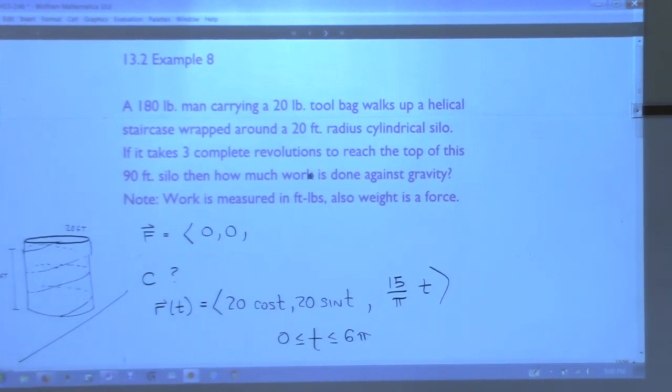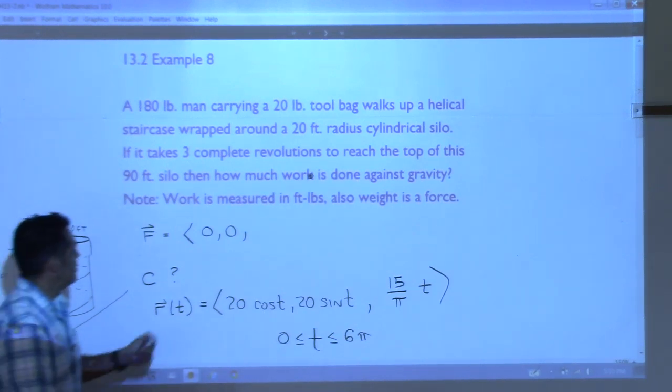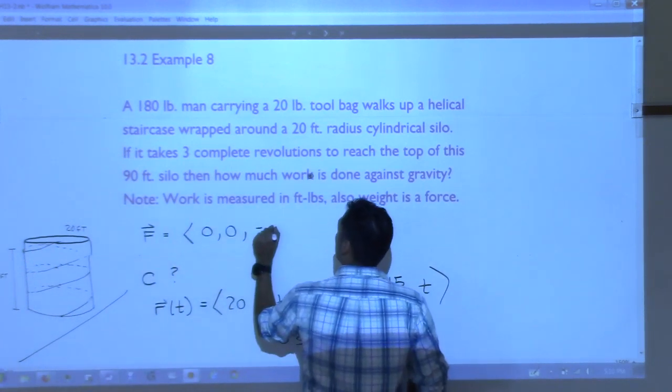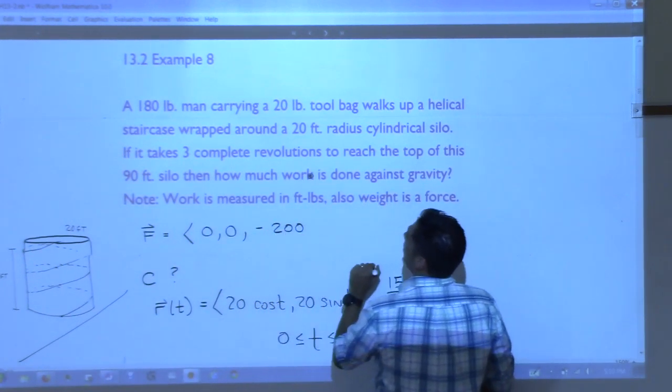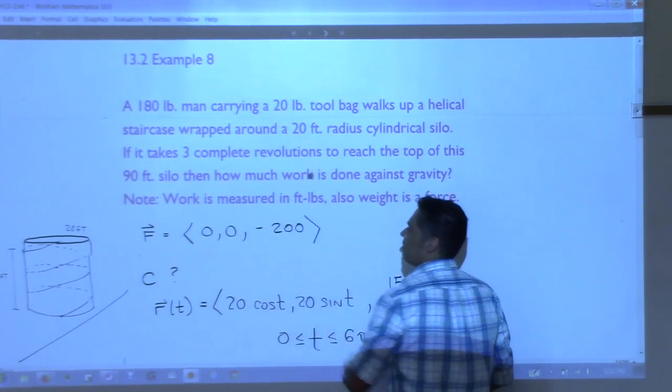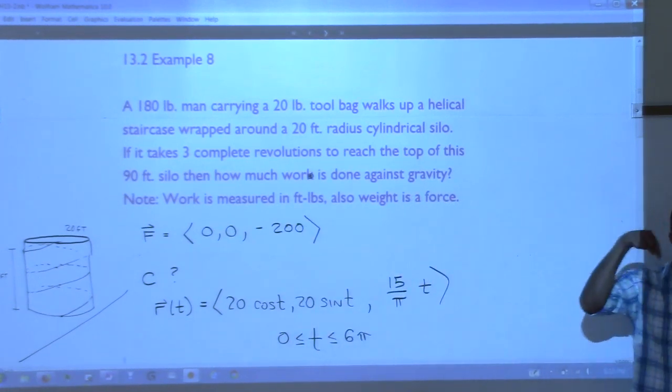The mass times acceleration, which is weight. It's his weight. That's all it is. That's the force that's opposing his movement up the whole time, right? Gravity is against his weight. So this is a force of negative 200, right? It's 200 because he's carrying a 20-pound tool bag. It's a straight down vector.